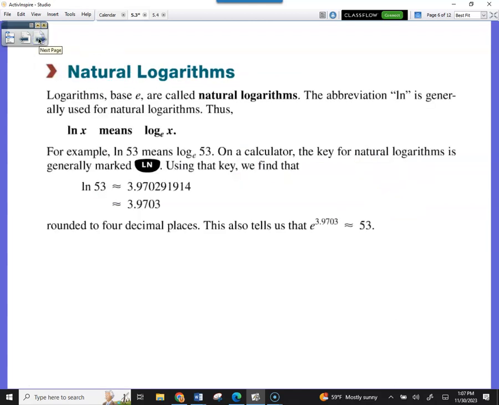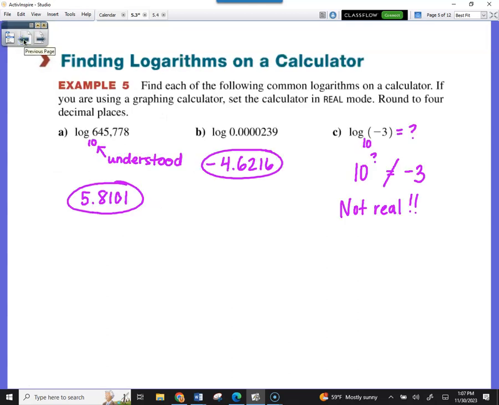We also learned yesterday that some logs cannot be evaluated because they cross over into imaginary numbers. And in that case, you just say not real. We don't actually go and evaluate it.